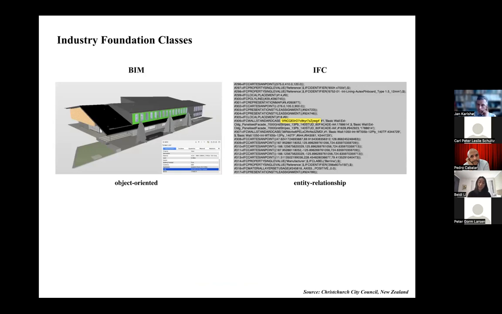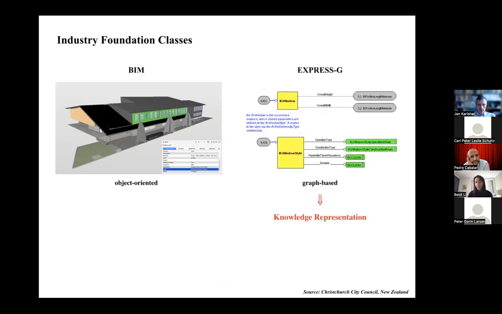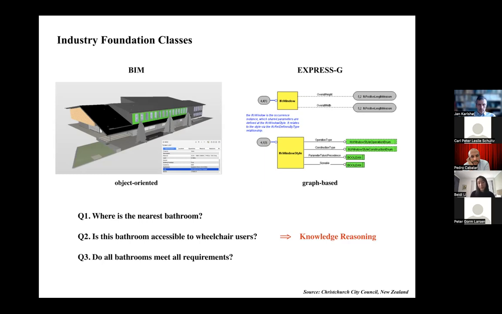So IFC is an entity relation model. If we represent an IFC file graphically, we have objects, their relations and attributes, represented as nodes, connected by edges. When we have the BIM model, we might want to ask some questions. For example, where is the nearest bathroom? And nearest here refers to distance. Bathroom refers to some kind of semantic information about building models.